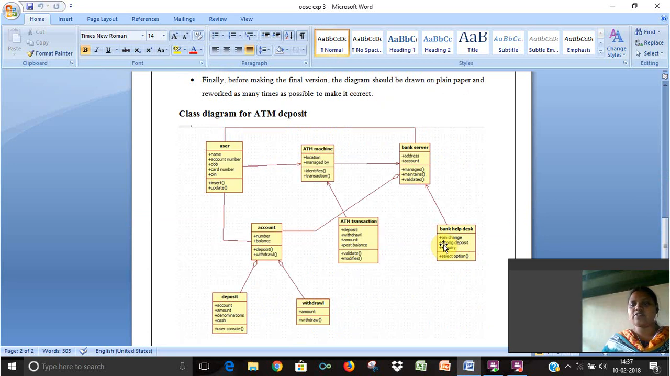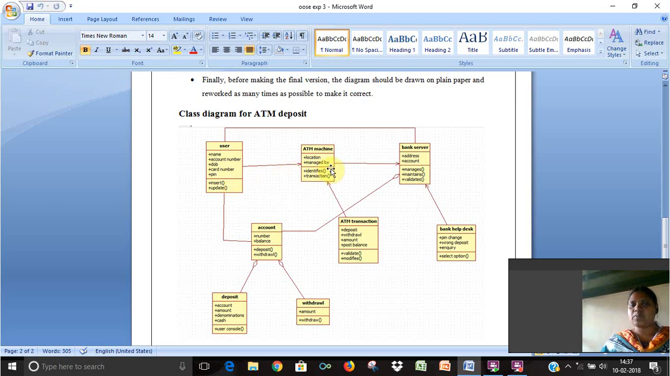So this is the class diagram for ATM deposit. I created the user class, ATM machine class, bank server, amount, ATM transaction, bank help desk, and deposit and withdrawal. Coming to attributes, the user can hold a name, account number, date of birth, card number and PIN. It has the insert operation, where the user can insert an amount, with denominations. The user can also update his or her account.